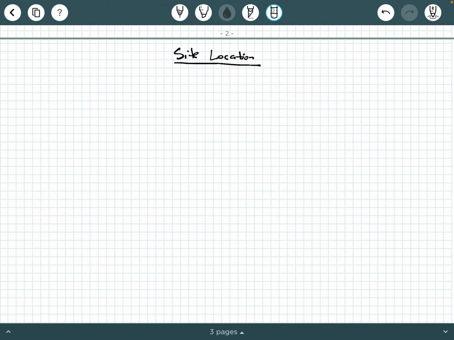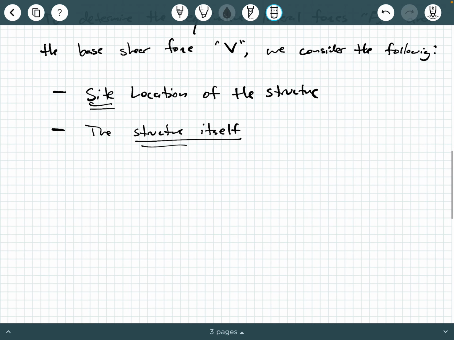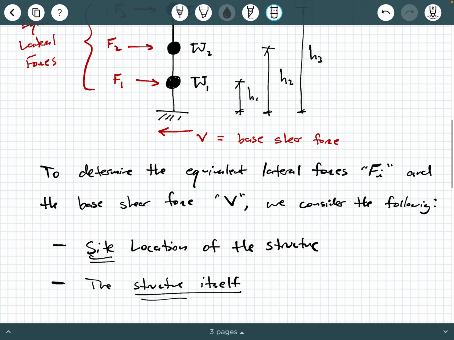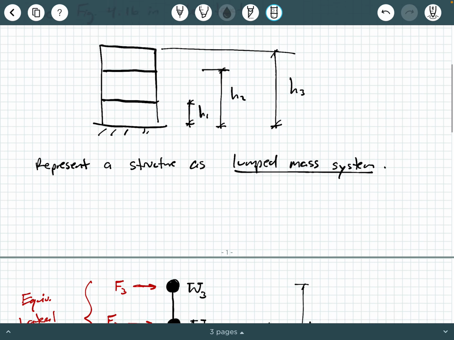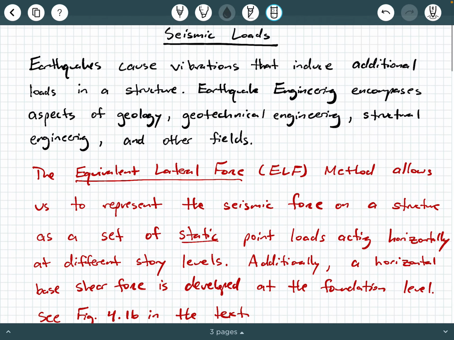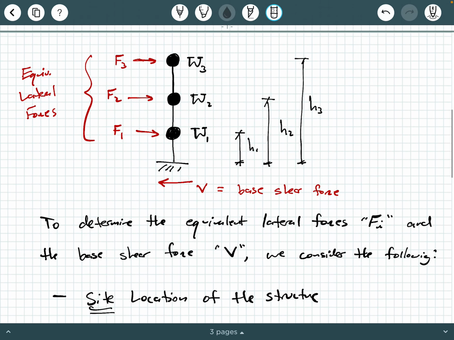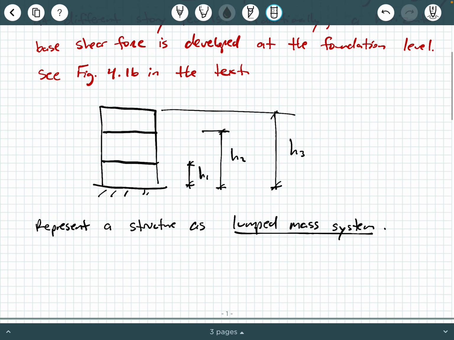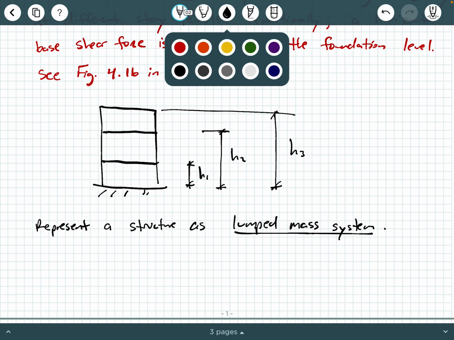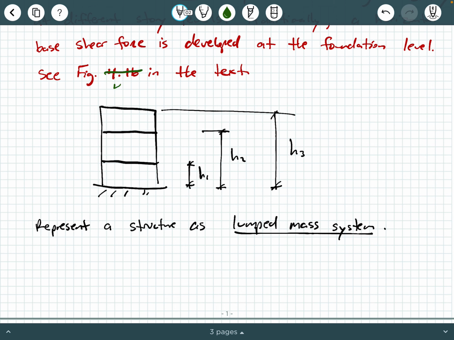But before we do that, I do want to make one correction from the previous video. I'm going to scroll back to the notes from the previous video. I had an incorrect figure reference. So I said figure 416 here. This should be figure 417. If you're looking in the book, you probably would have figured that out by now.